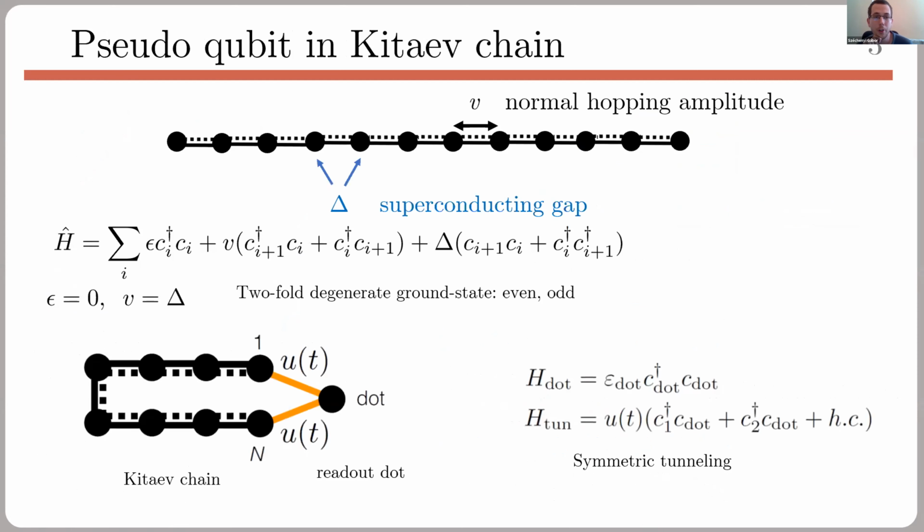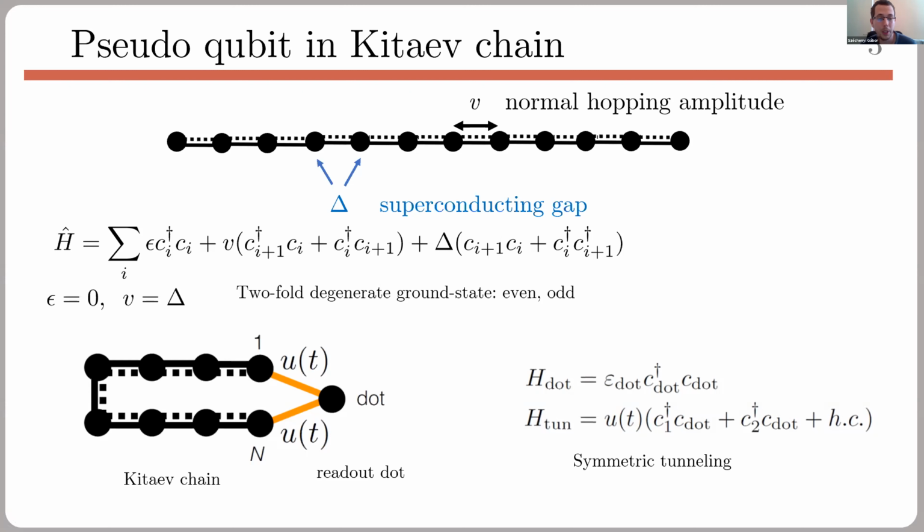Okay, so a few words about the theoretical background of this work. We would like to model this semiconducting wire on the superconductor. We would like to focus on the simplest way of this modeling, and this is the Kitaev chain. We use the Hamiltonian of the Kitaev chain. We have on-site energies, normal hopping between the neighboring sites, and a superconducting term. We are focusing on the regime where the on-site energy is 0 and these two hopping amplitudes are the same, because in this case we have a two-fold degenerate ground state, an even one and an odd one.